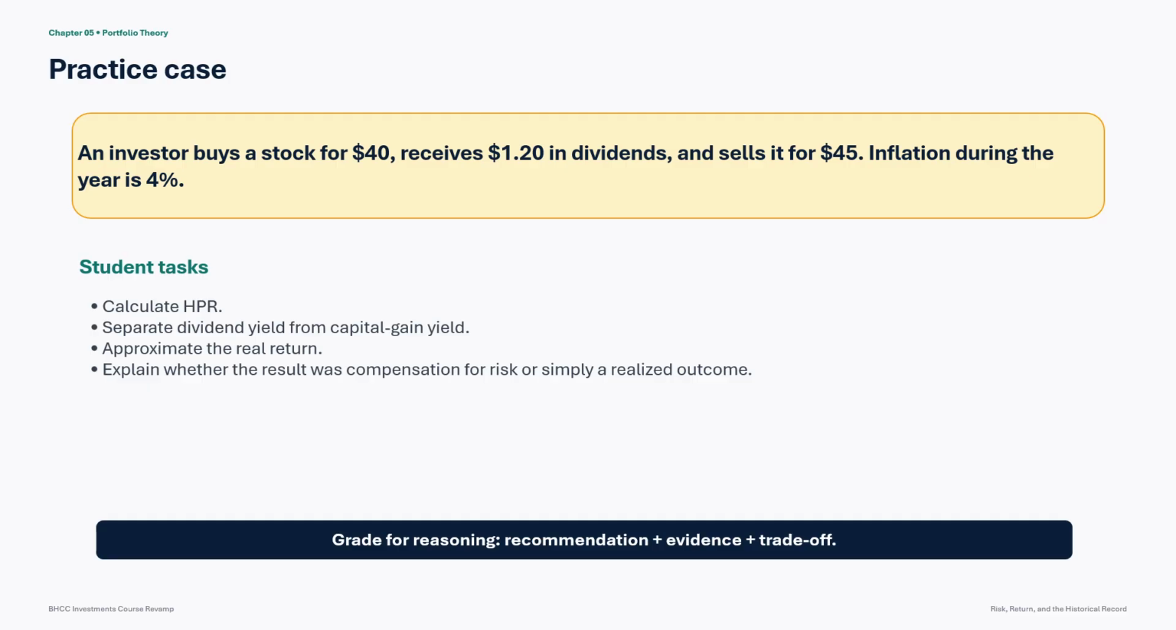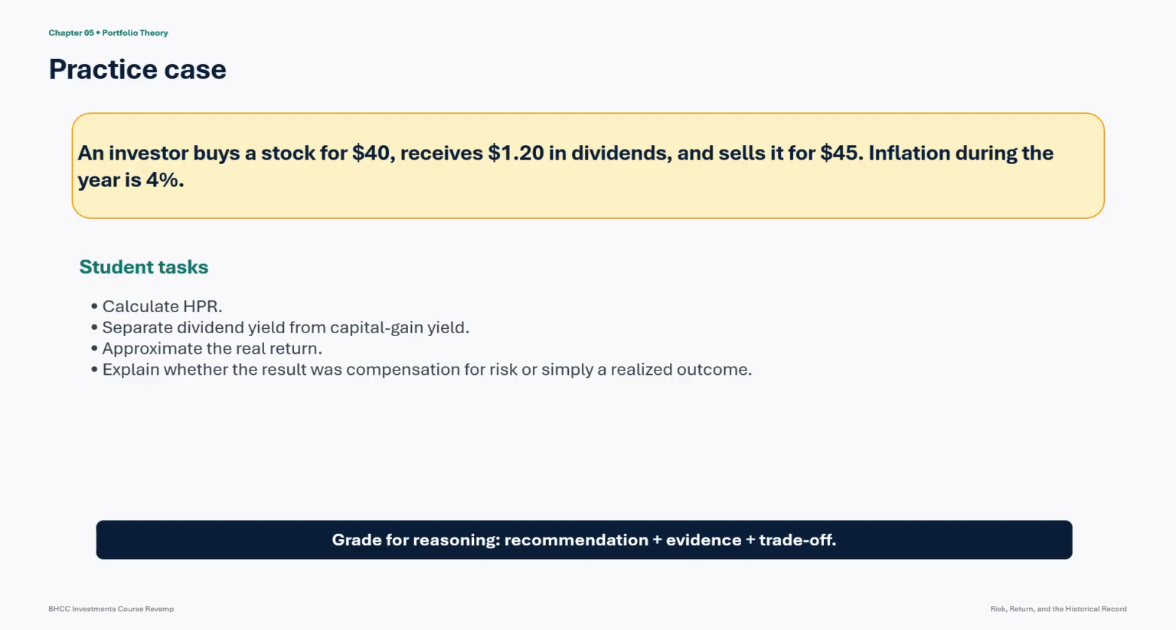Let's work through the practice case. An investor buys a stock for $40, receives $1.20 in dividends, and sells the stock for $45. Inflation during the year is 4%. Start with the holding period return. The capital gain is 45 minus 40, or $5. Add the $1.20 of dividends, and total profit is $6.20. Divide by the $40 beginning price. The holding period return is 15.5%.